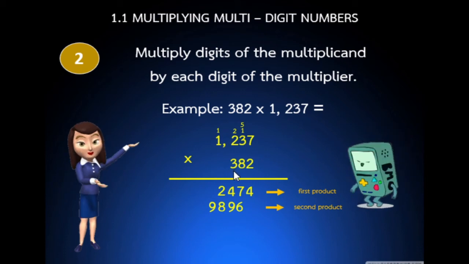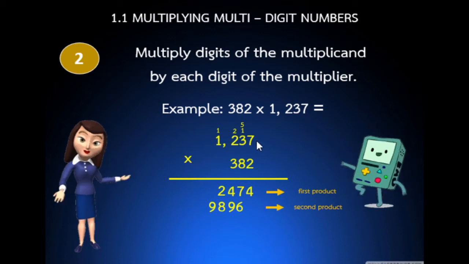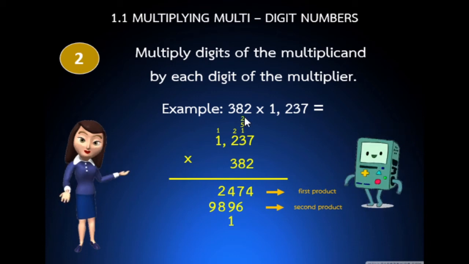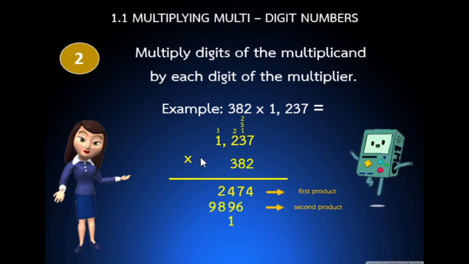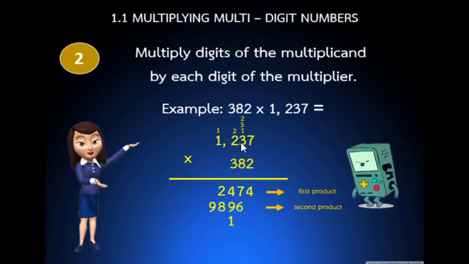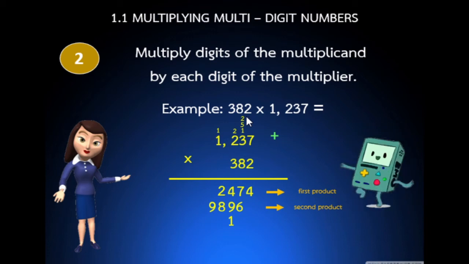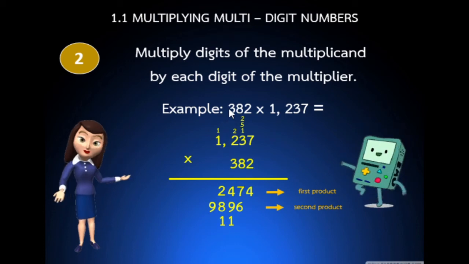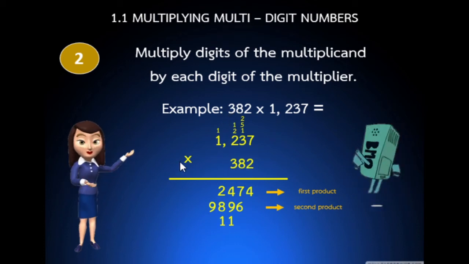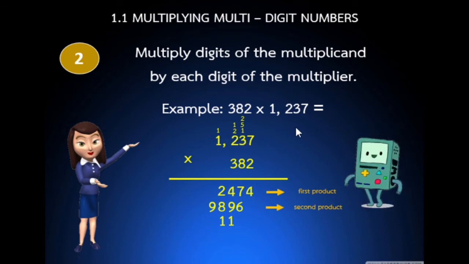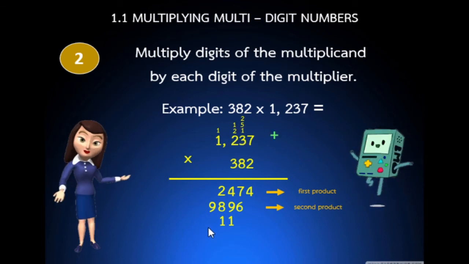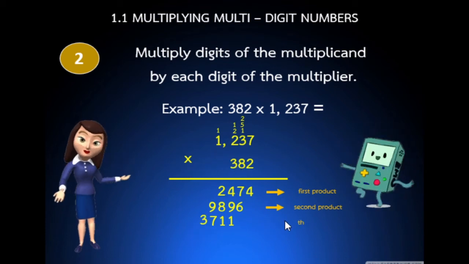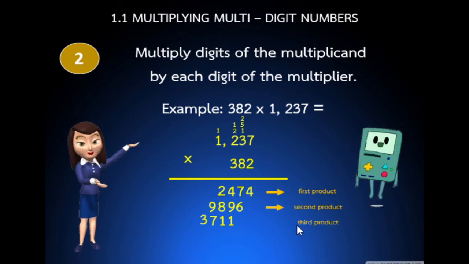Okay, now we're down to our third product, and that is 3 multiplied by 1,237. So we have here 3 times 7 is 21. Bring down 1, carry 2. 3 times 3 is equal to 9 plus 2 is 11, right? Bring down 1, carry 1. 3 times 2 equals 6 plus 1 equals 7. And then 3 times 1 is 3. That is now our third product.